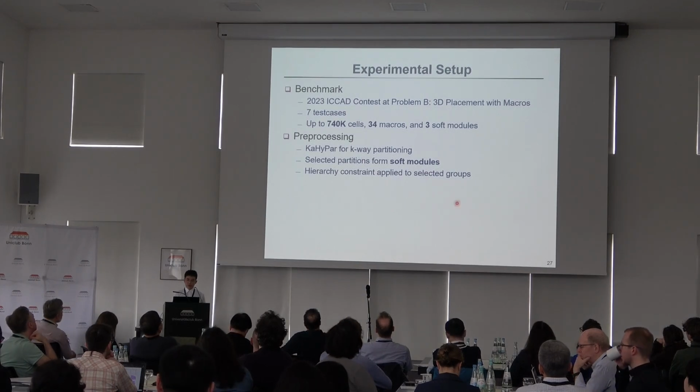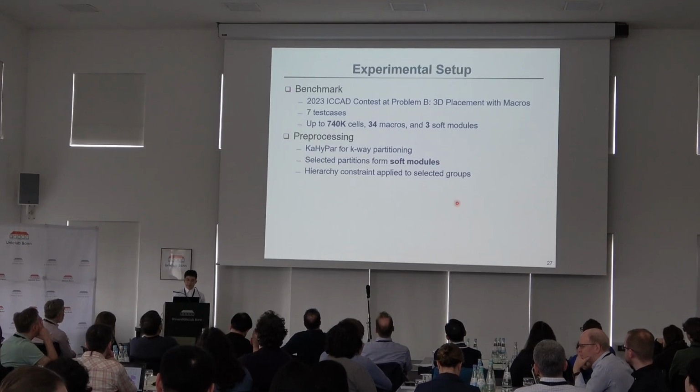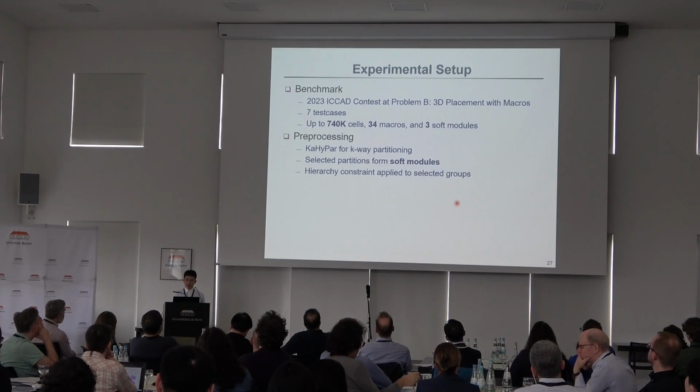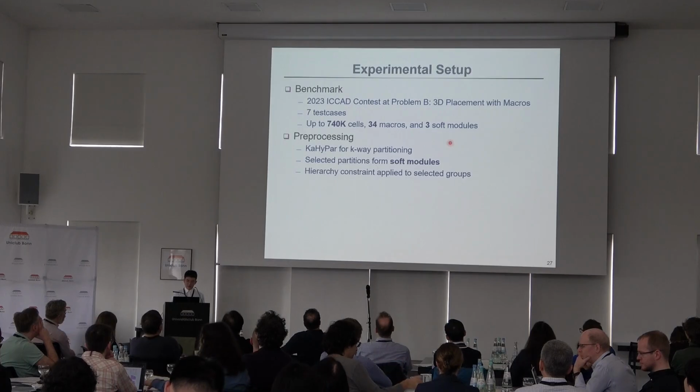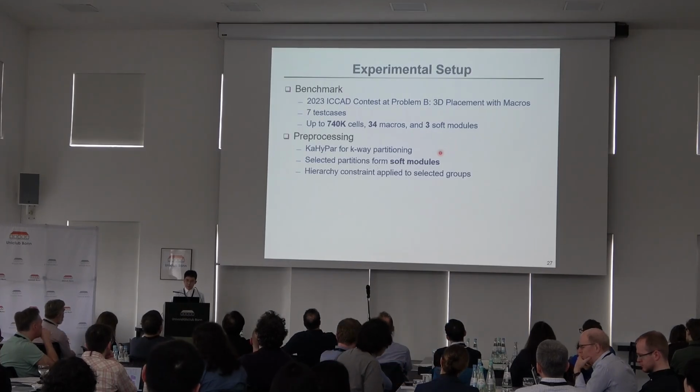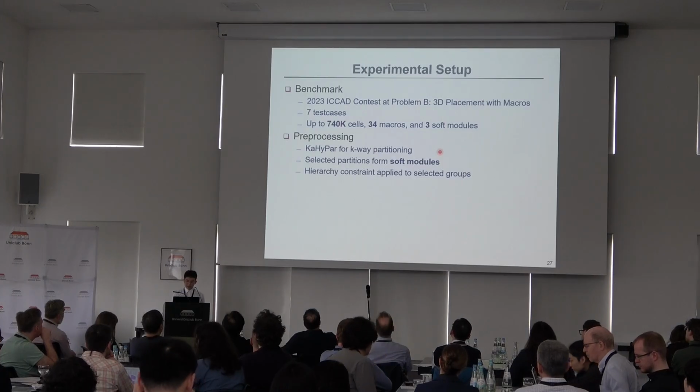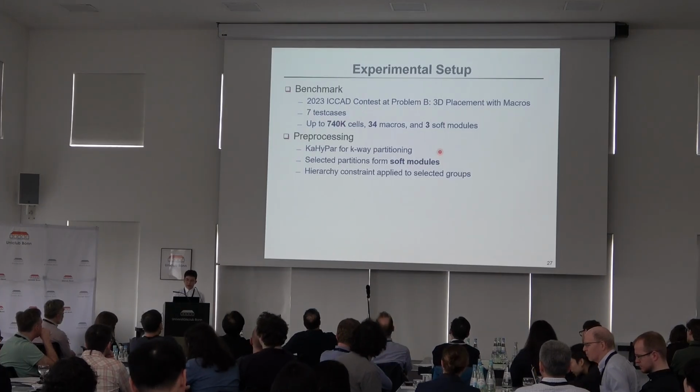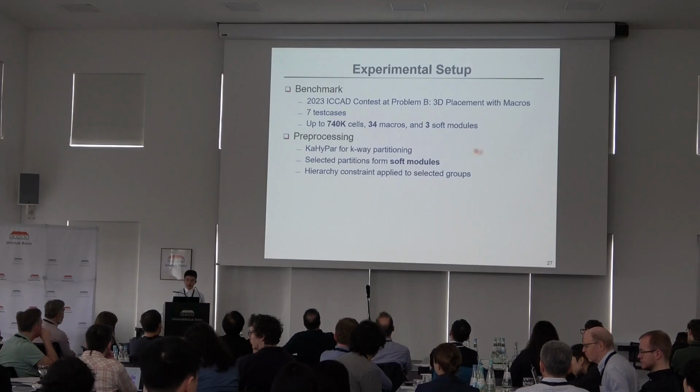For evaluation, we use the 2023 ICCAD contest Problem B, 3D placement with Blanco. The benchmark includes 7 test cases with up to 740,000 cells, 34 macros and 3 submodules. For preprocessing, we use K-hyper for K-way partitioning. We select some partitions to form the submodules, and hierarchy constraints are applied to those groups.